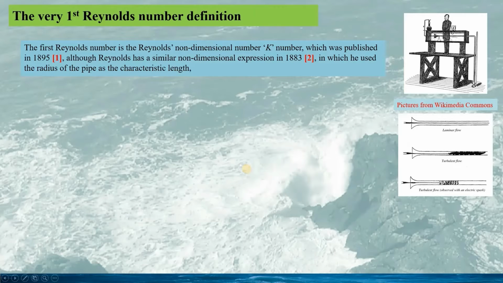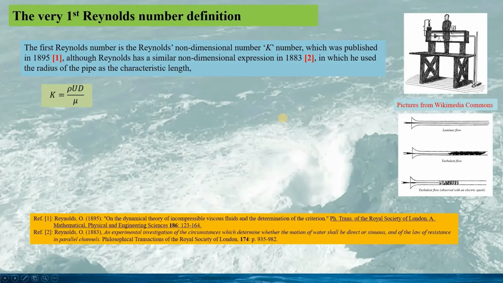The very first Reynolds number is the non-dimensional number, K number, used by Osborne Reynolds himself in 1895, and it was named the Reynolds number later in honor of Osborne Reynolds, who made the first exploration of the non-dimensional parameter on fluid states. Although Reynolds had also a similar non-dimensional expression in 1883, in which he used the radius of the pipe as the characteristic length.